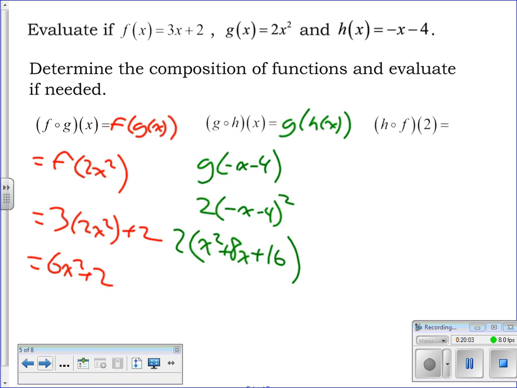And that's only the squaring part. I still have to multiply everything times 2. 2x squared plus 16x plus 32.